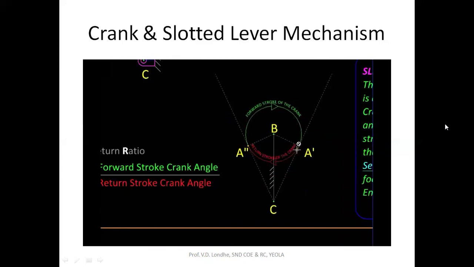And again, here we can see the angle turned by the crank during the forward stroke, shown in green, and the return stroke, shown in red, are unequal.